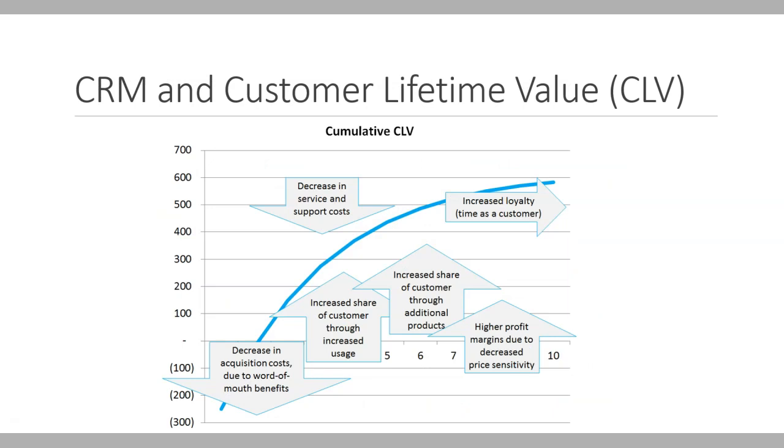We also can attach a value to all of this. It's called the customer lifetime value. Again, here's another acronym, CLV, and the cumulative customer lifetime value is accumulated not through the first level of transaction, but over time as we see that increased loyalty, that referenceability, that repurchase, and also that idea that we're increasing the share of customers through this increased usage.